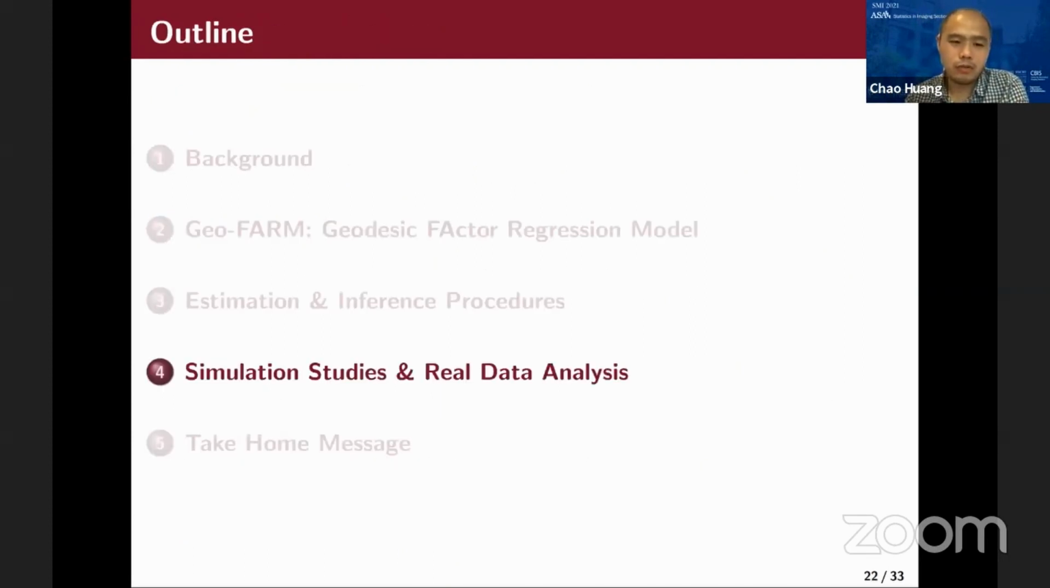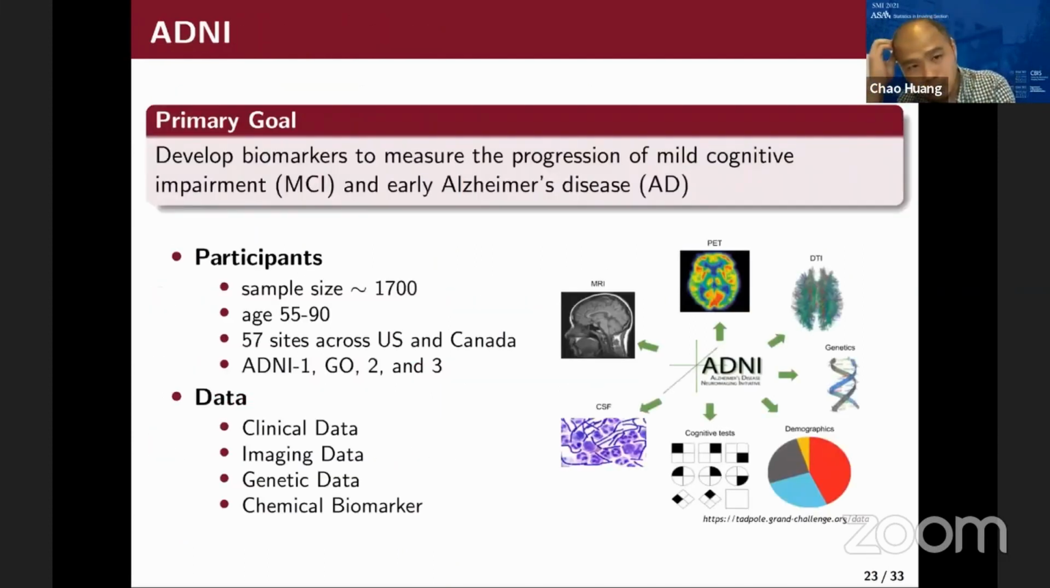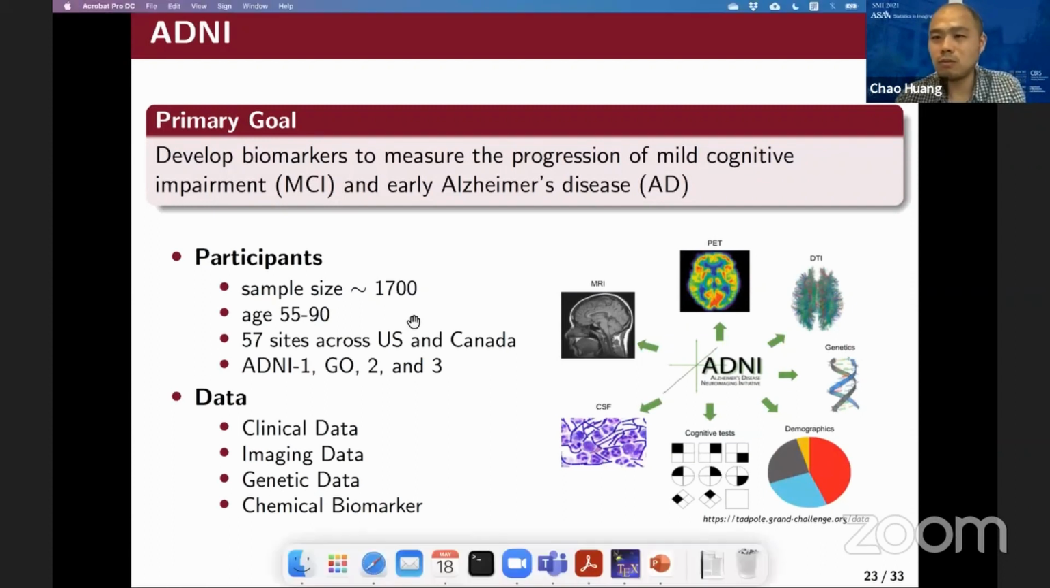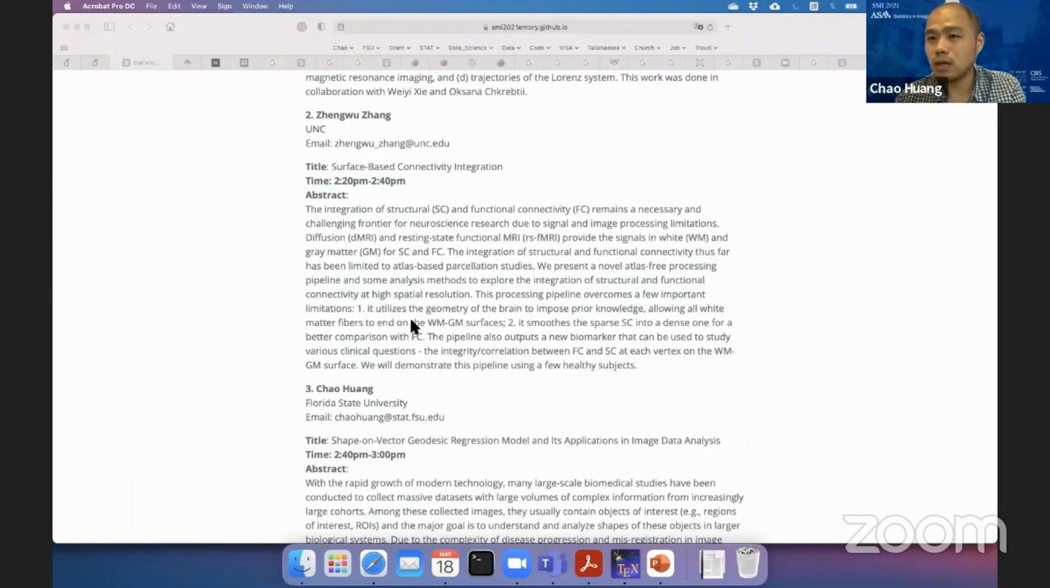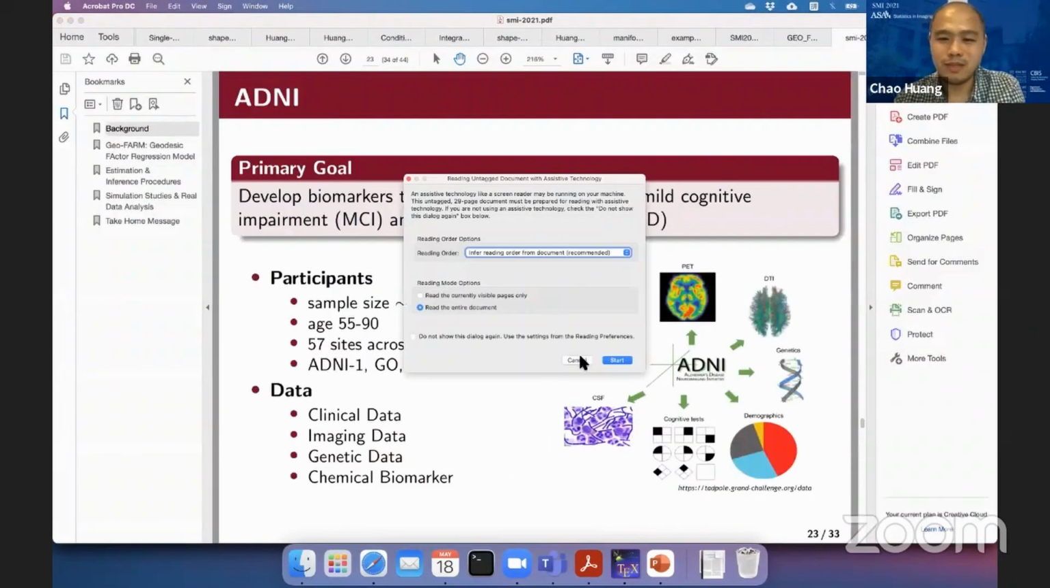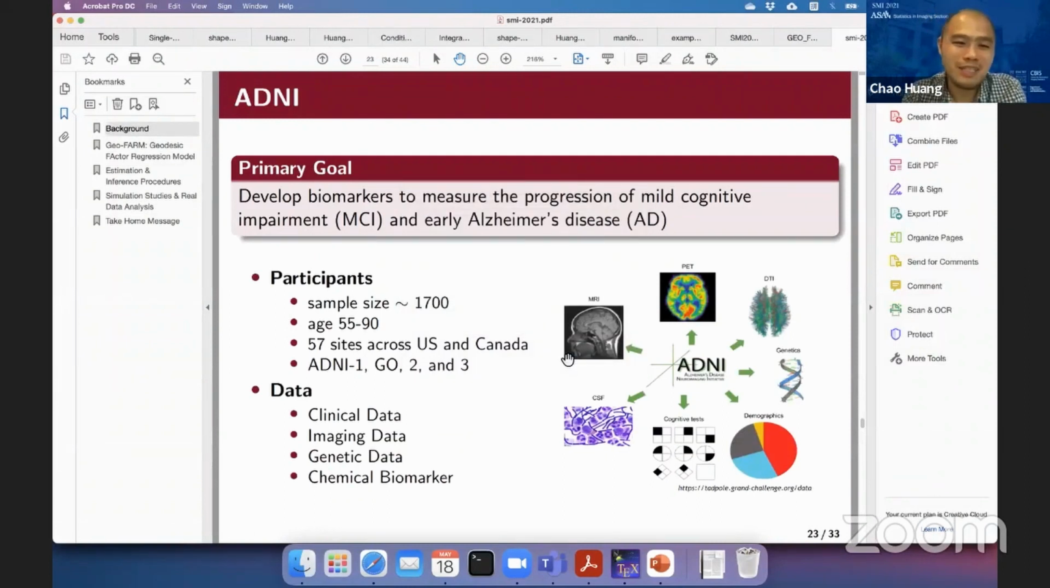And next, we want to give some simulation studies and real data analysis. All the data we are interested in here is from the ADNI study. I don't want to spend too much time here. Let me see how much time I have. Oh, I'm almost out of time. I'll just quickly go through this part.